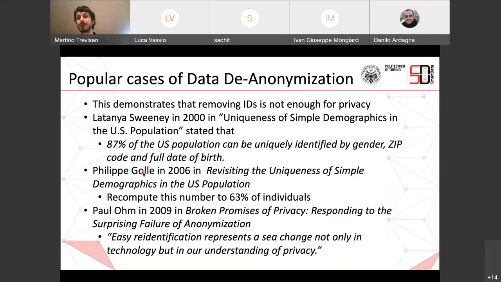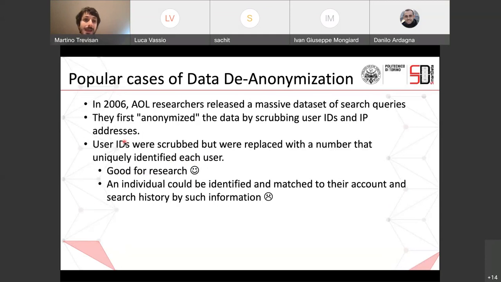There is a body of literature out of this case, and this literature says that actually, if you have gender, zip code, and date of birth of a person, it's very likely that you can uniquely identify this person. And so you have to take care when you handle this kind of data.